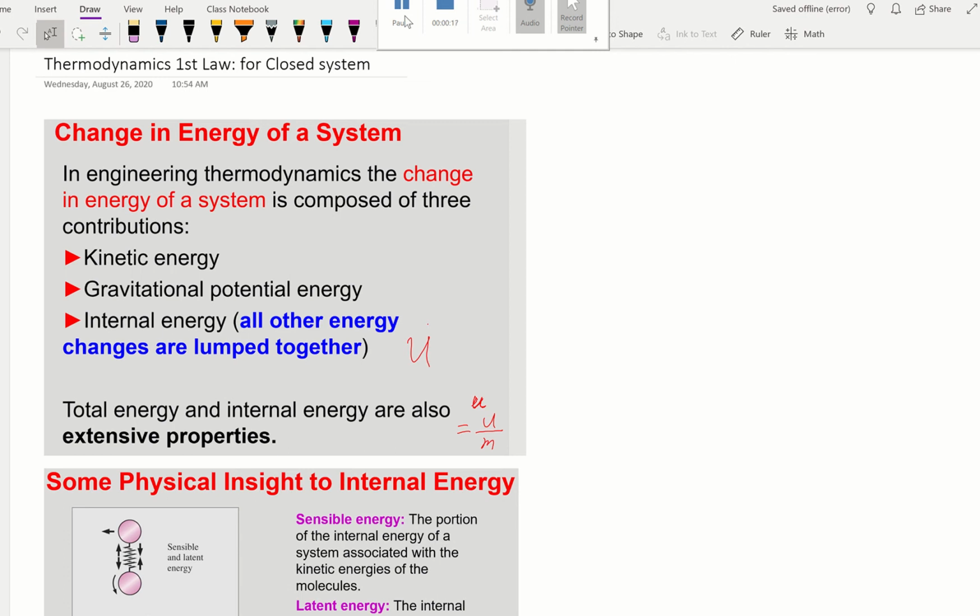The difference is, in a closed system, there's no mass transfer. In an open system, there's mass coming in or out. But both systems can have heat transfer or work transfer. In other words, there's energy transfer. Okay, so now let's talk about what constitutes the energy.